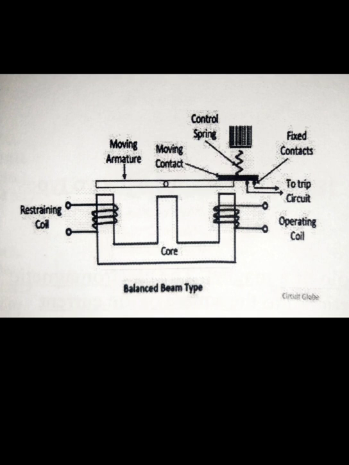a mechanical operation. There are two types of electromagnetic relay: the first is the electromagnetic attraction relay, and the second is the electromagnetic induction relay. Based on its working principle, the electromagnetic relay is mainly classified into these two types: the electromagnetic attraction relay and the electromagnetic induction relay.